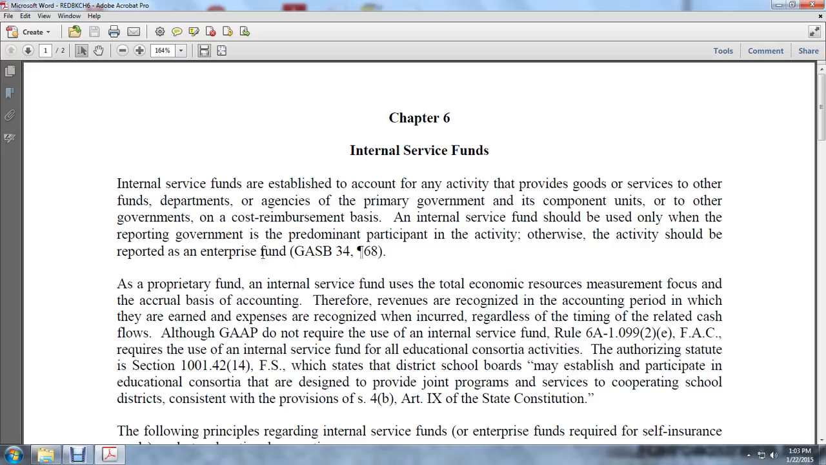6A-1.009 of the Florida Administrative Code requires the internal service funds for educational consortia activities, authorized by the statutes of Section 1001.42(14), Florida Statutes, which states that the district school boards may establish and participate in educational consortia that are designed to provide joint program services to cooperating school districts, consistent with the provisions of Article 9 of the State Constitution.